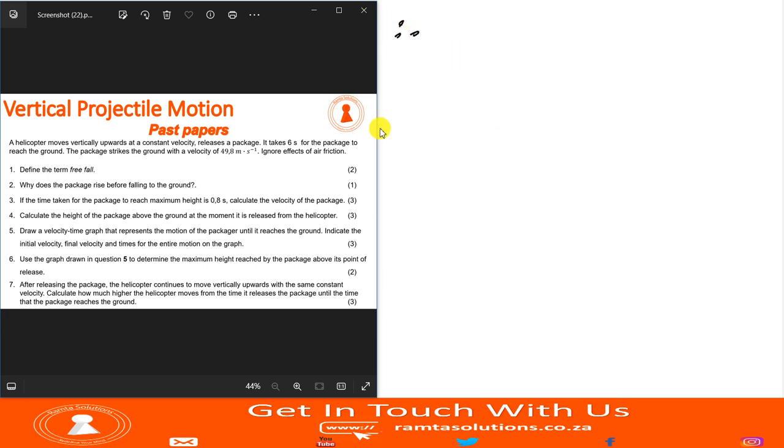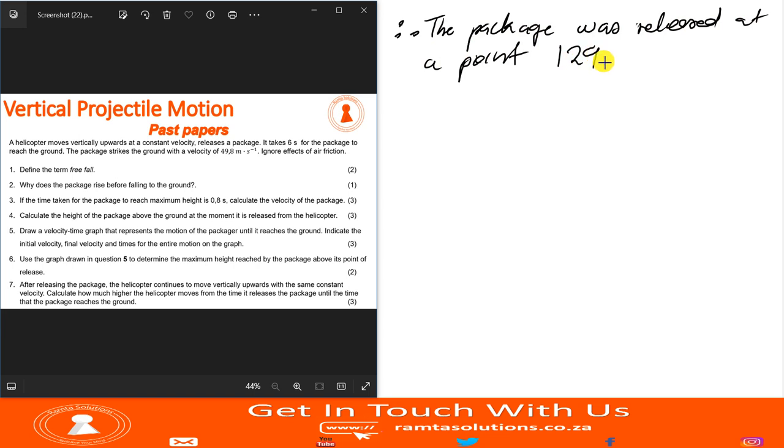Therefore, let's conclude this. The package was released at a point 129.36 meters above ground. That was the height of the package.